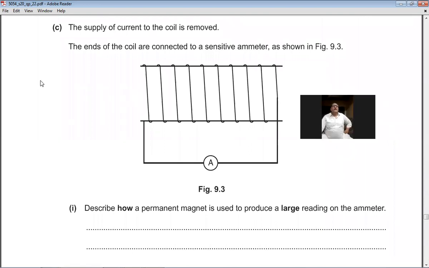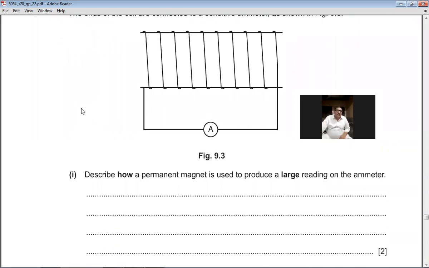So here is the part. The supply of current to the coil is removed. The ends of the coil are connected to a sensitive ammeter as shown in figure 9.3. Describe how a permanent magnet is used to produce a large reading on the ammeter. How can you produce current in here? So we take a strong permanent magnet, and we move that magnet very quickly towards the coil or very quickly away from the coil. Both ways you can do this.